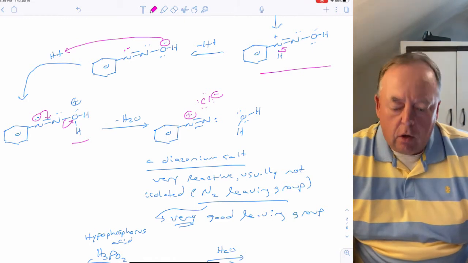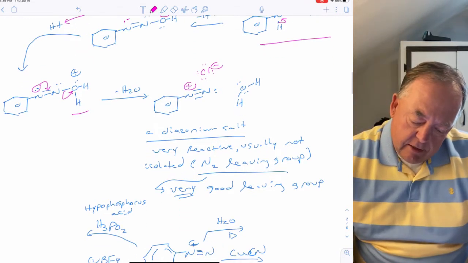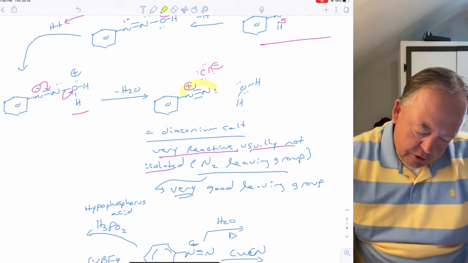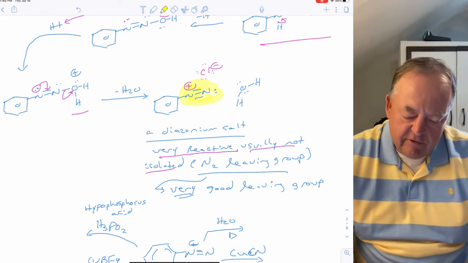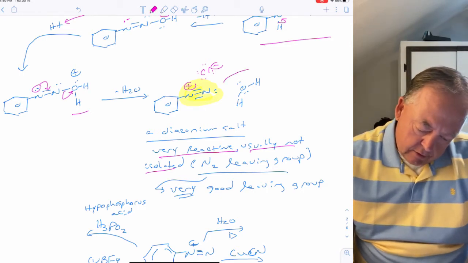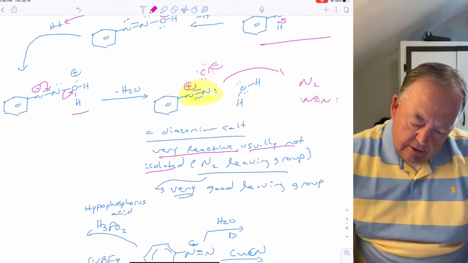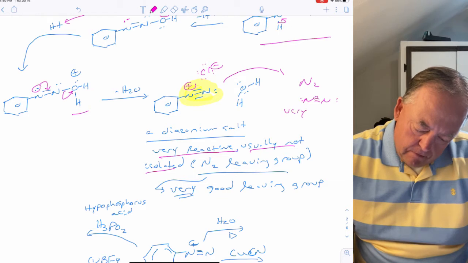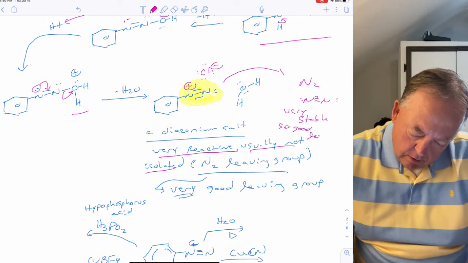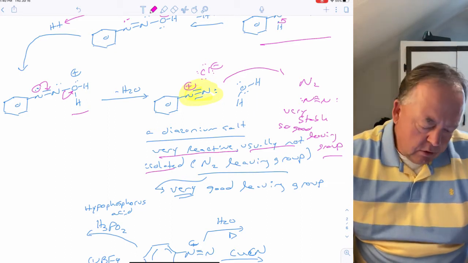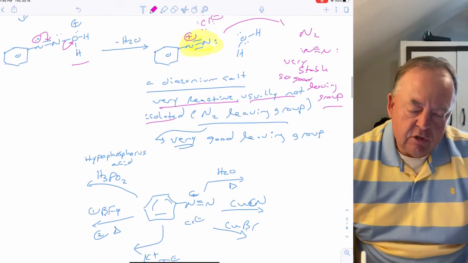So that's a diazonium salt, and they're usually not isolated because they are very reactive. Why are they so reactive? Because you have an N2 group, a nitrogen that can leave as nitrogen gas, and of course nitrogen gas is extremely stable. So this could leave us N2 gas. So basically, a variety of nucleophiles can be used to substitute for N2.